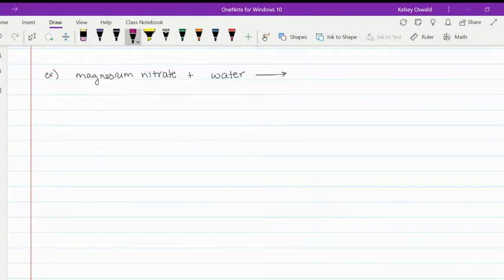More challenging. So here we have magnesium nitrate and water. Okay, so same as before, always write out our formulas. So magnesium is Mg. Look at the periodic table, it has a plus 2 charge. Nitrate is going to be NO3, it has a minus 1 charge. So just like before, if we have a plus 2 and a minus 1, in order to get those to balance, we are going to need 2 of those nitrates, 2 of those minus 1 charges.